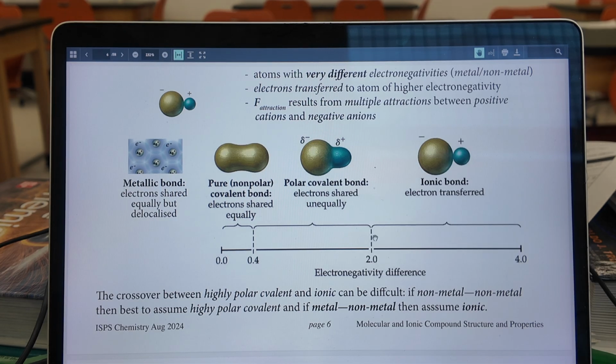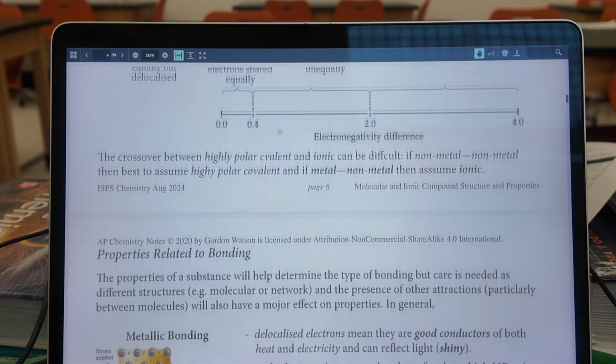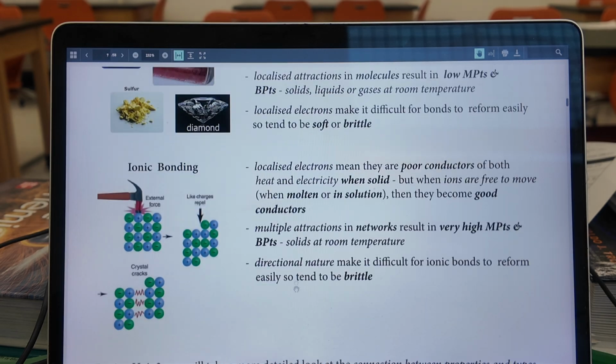Now these thresholds are not exact, but they're a great indicator. If the electronegativity difference is anything greater than 2, it's an ionic bond. If it's less than 2, it's most likely a polar covalent bond, unless it's less than 0.4, and then it's a non-polar covalent bond. Now let's get to the questions.